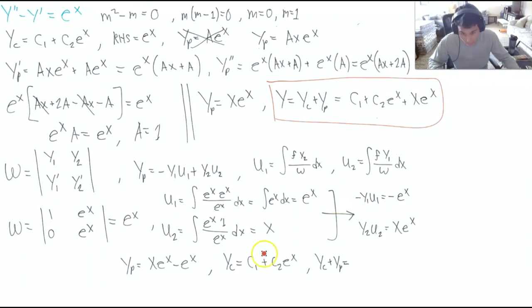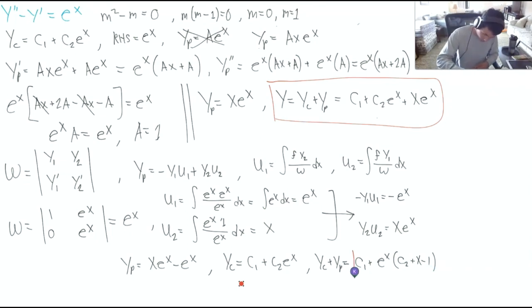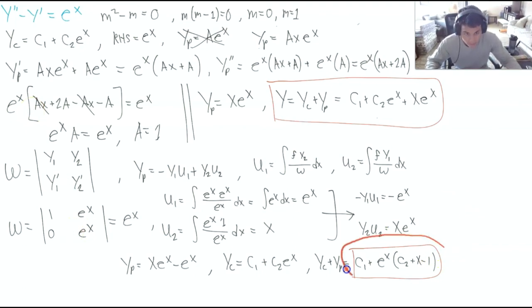Well, you would see that we get c1 plus, and all the e to the x's, I can do this, e to the x times (c2 plus x minus 1). And that's your solution. There we go. And before, sorry, I didn't mention this, I should have said, yes, this is the same answer as this. Let me just show you why.